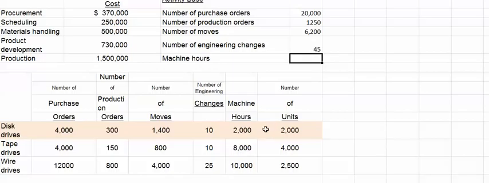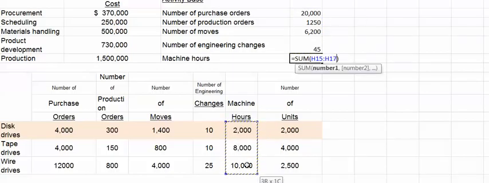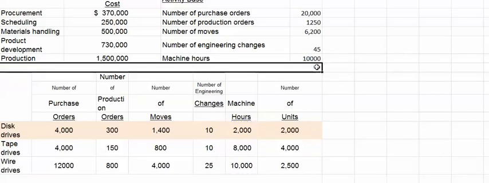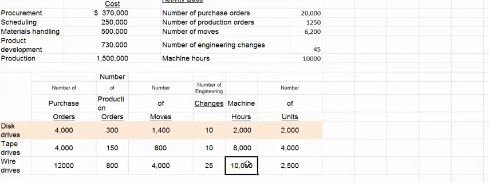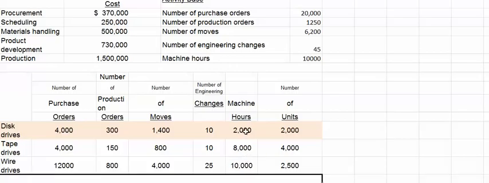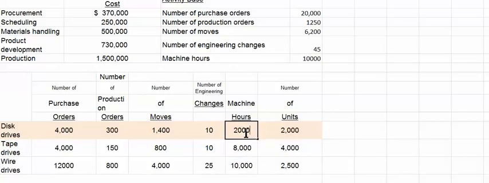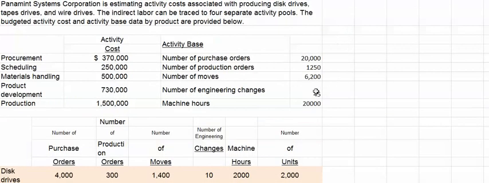Now my machine hours, I'm going to add these together, 2,000, 8,000, and 10,000. That's going to be 20,000. We need to do some formatting. So we get 20,000. So I now have the number of activities for each. We can calculate by simple division what the cost is per activity. So I'm going to take the 370,000.